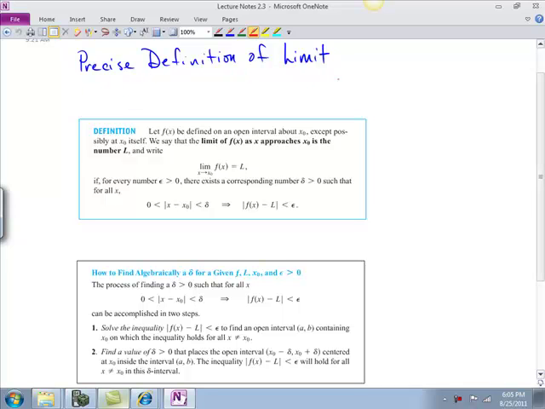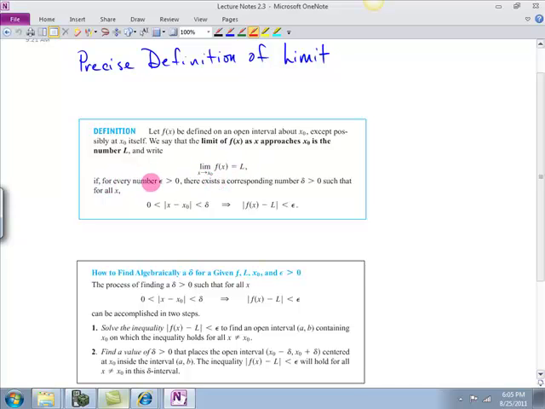We're talking about the precise definition of a limit. We kind of know a little bit about what a limit means, that as you get close to something on the x, where is the function approaching? We kind of know a general idea. This is a precise definition. Let f of x be defined on an open interval about x sub 0, so some point, except possibly right there at x sub 0. We say the limit of f of x as x approaches x sub 0 is the number L. Okay, so that's just the way we write the limit.